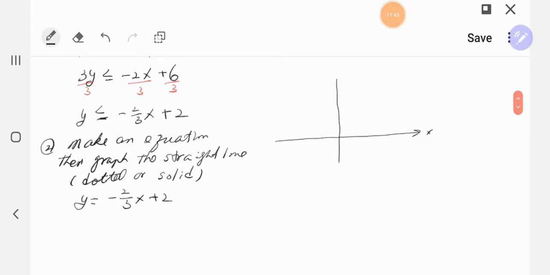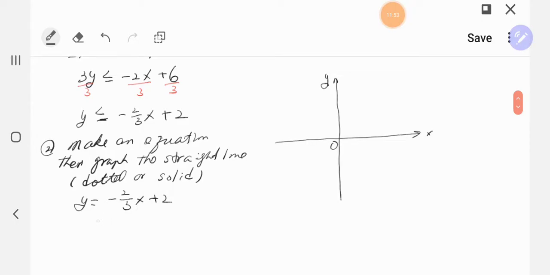X-axis, y-axis. And then when x equals 0, what happens? When x equals 0, y is 2. Let's say f of 0. What's f of 0? Negative 2/3 times 0 plus 2 is equal to 0 plus 2, so 2, right? So when x equals 0, y is 2. So we have one point: x equals 0, y is 2.